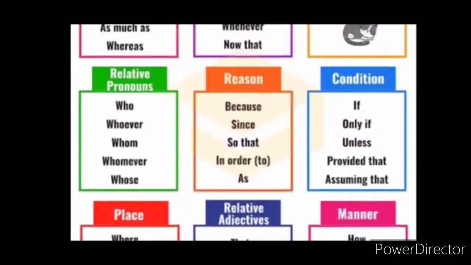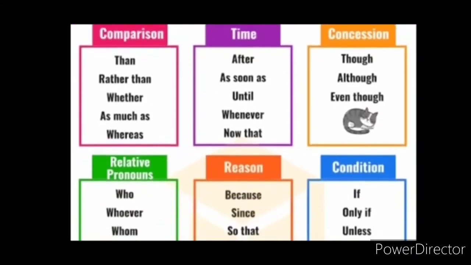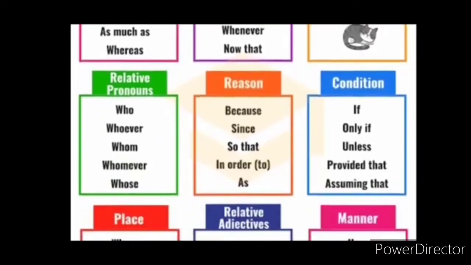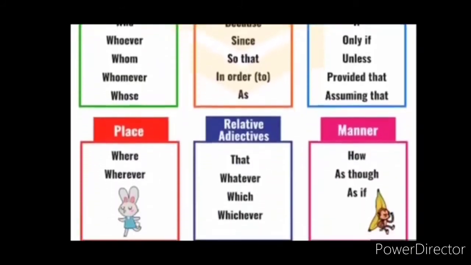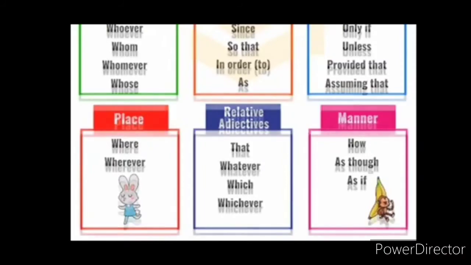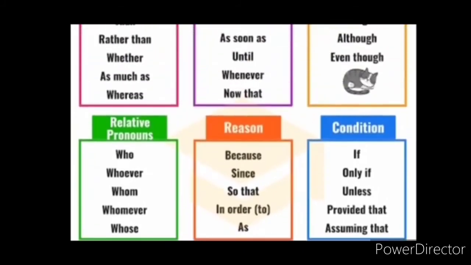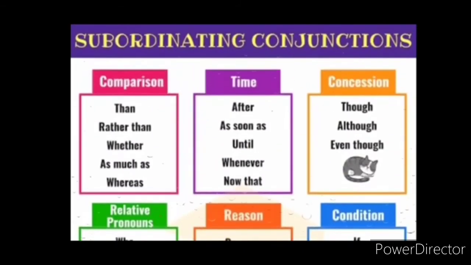So, see here children, we have so many subordinating conjunctions and we have categorized them under comparison, time, concession, relative pronoun, reasoning, condition, place, relative adjectives, and manner. Any subordinating conjunction we have categorized under these divisions.